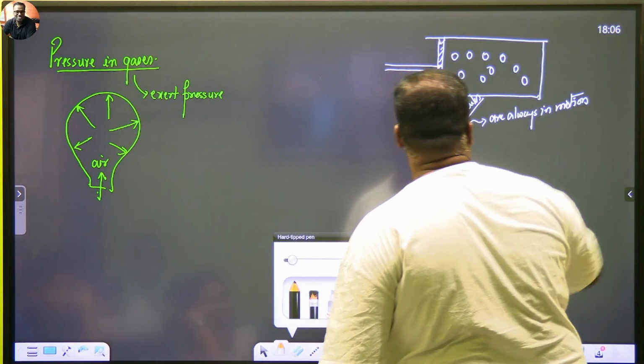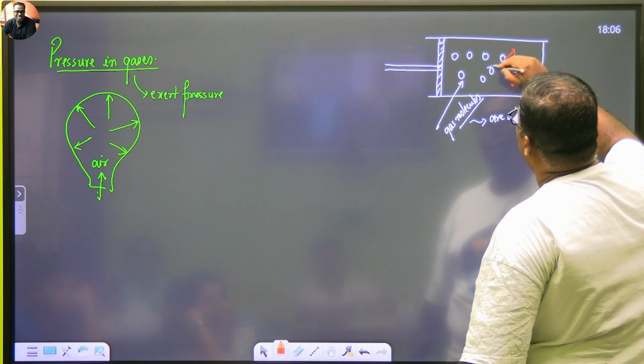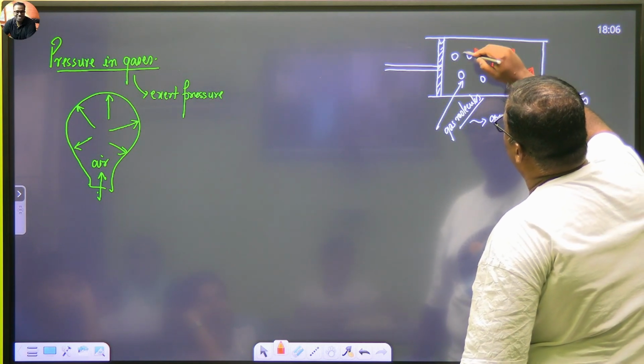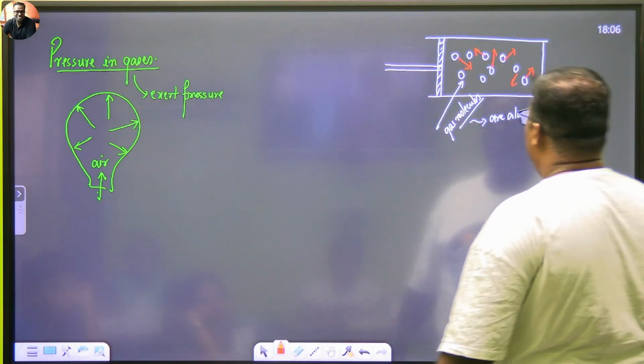So how do I show them? I say, this motion is random. This fellow is going this way, this fellow is going this way, this fellow is going this way, this fellow is going this way. यार ऐसे जाते जाते रह रहा है. समझ में आया? अब हम क्या करते हैं?